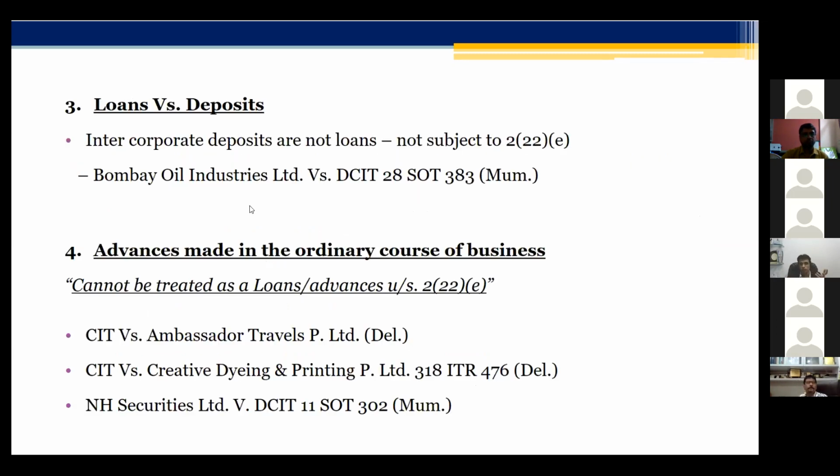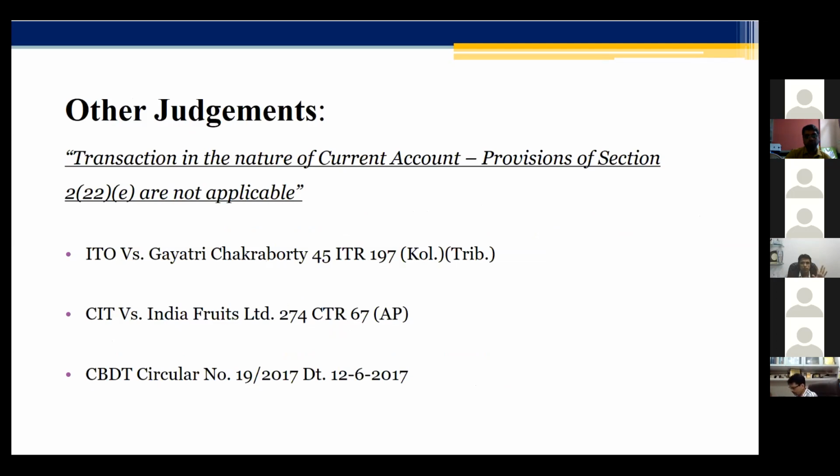ICDs are not loans, as per the Mobile Capital judgment. So if it is an ICD, it's not covered. That's the exemption given to us. Advances made in the ordinary course of business are not covered. If it's a business advance or business deposit, it will not be covered as dividend. Transactions in the nature of a current account are not applicable. For example, a current account transaction between two corporate entities in the same building, where somebody is paying rent and they are settling the account, sharing the rent and the electricity. Such current account transactions cannot be covered. There are certain judgments here.